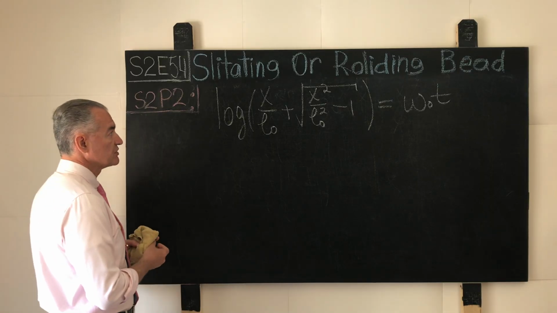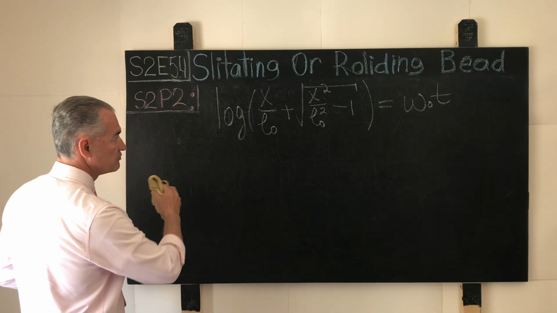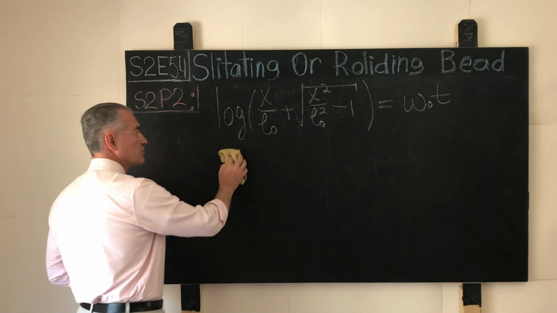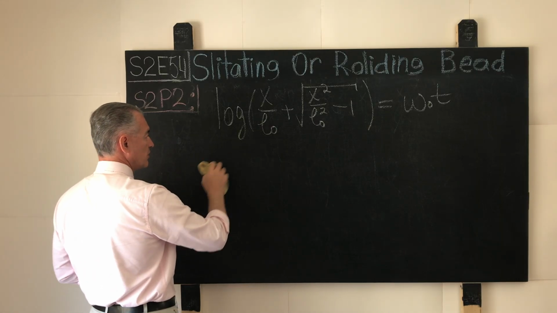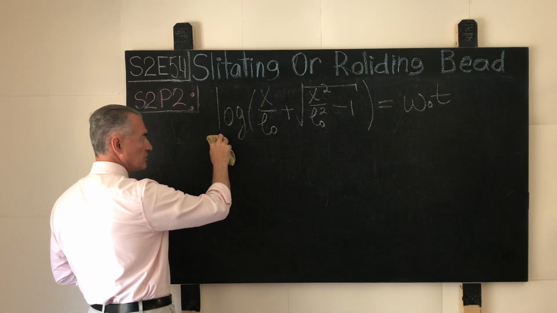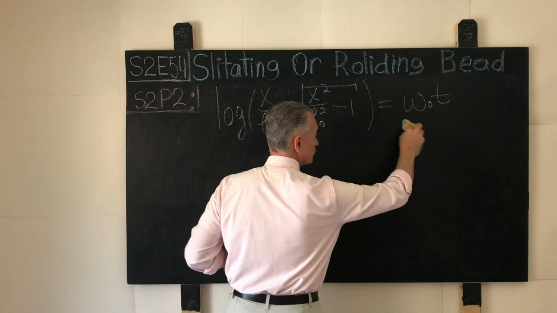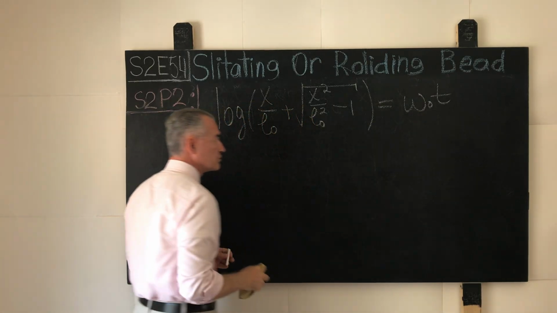The way we do it is as follows. We will exponentiate both sides of the equation. In other words, we will write down the following expression: e to the power of log equals e to the power of omega 0 t.